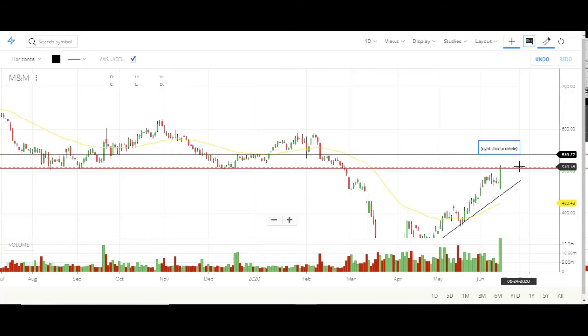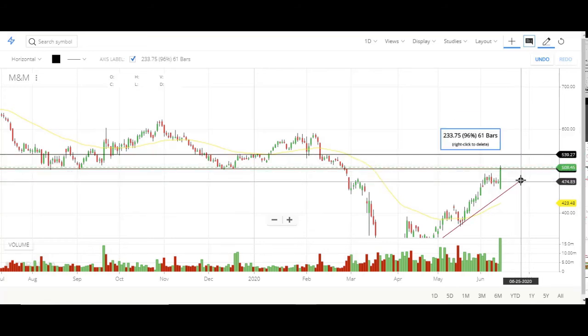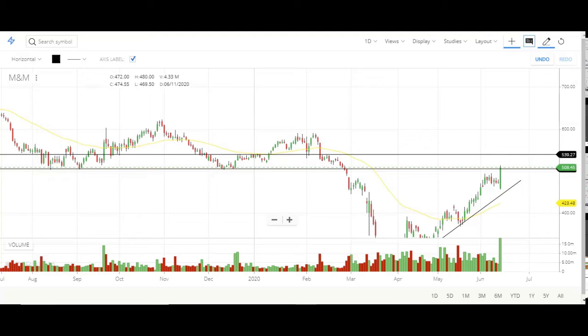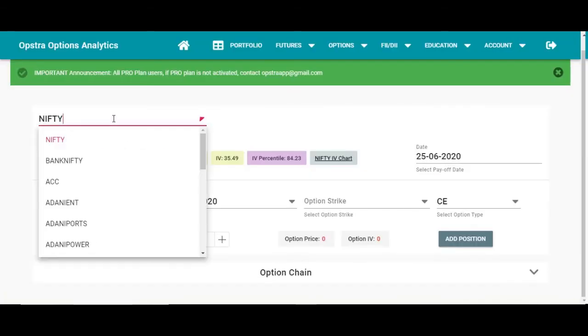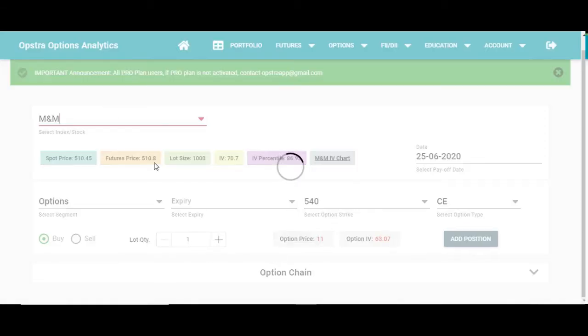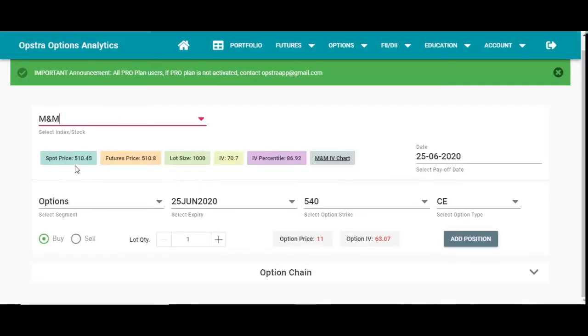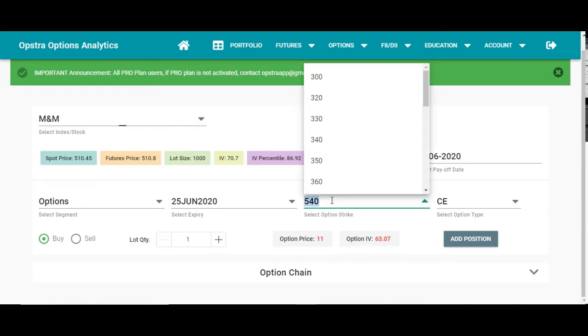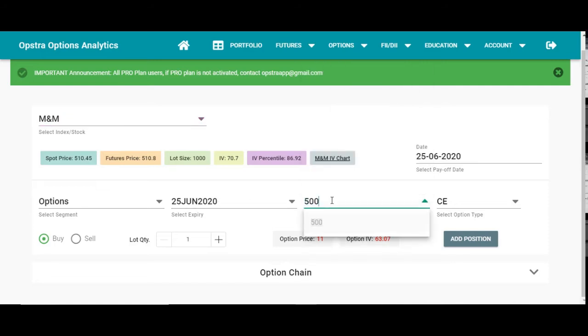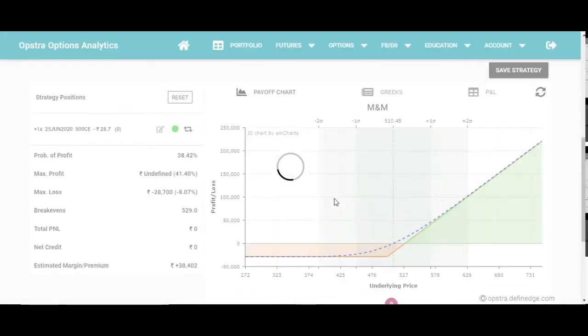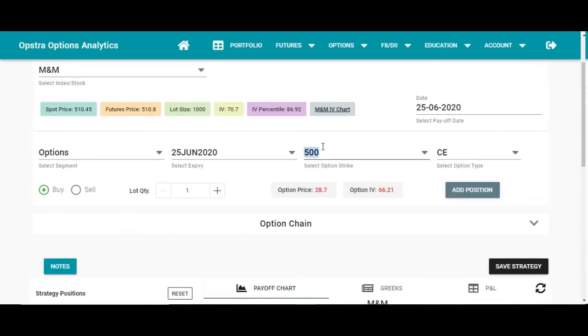Based on this, we'll make an option strategy. For that I'll be choosing M&M, which is Mahindra and Mahindra, and you can see that the current stock price is at 510, and we will be choosing the current expiry. We need to buy one call option, which is trading at 28.7, and after that we need to sell 2 lots of 520 call option.